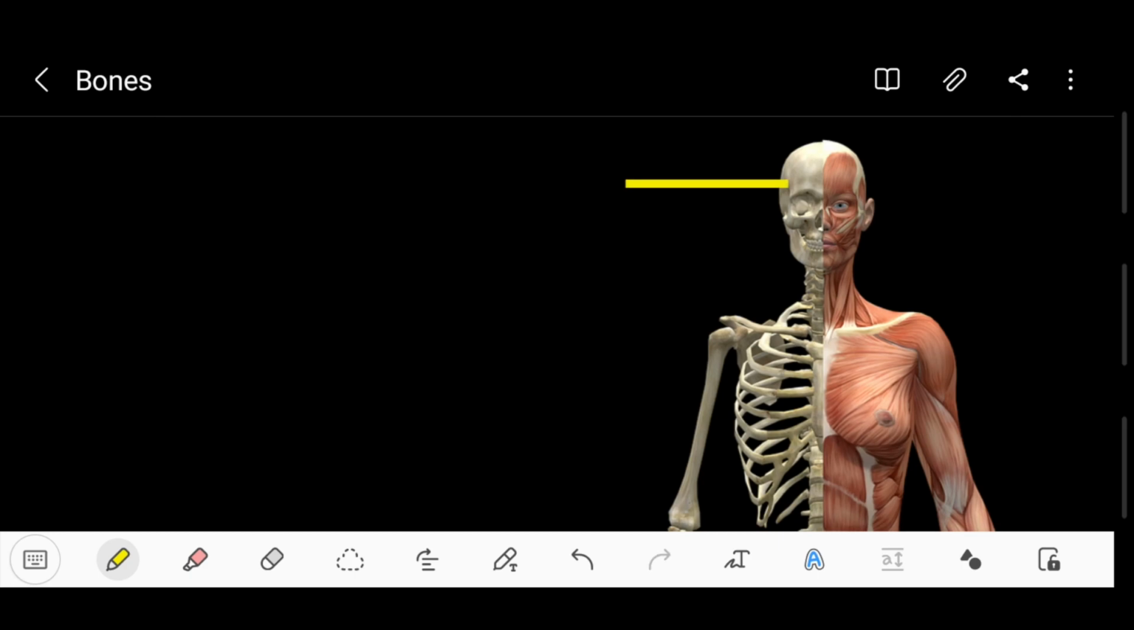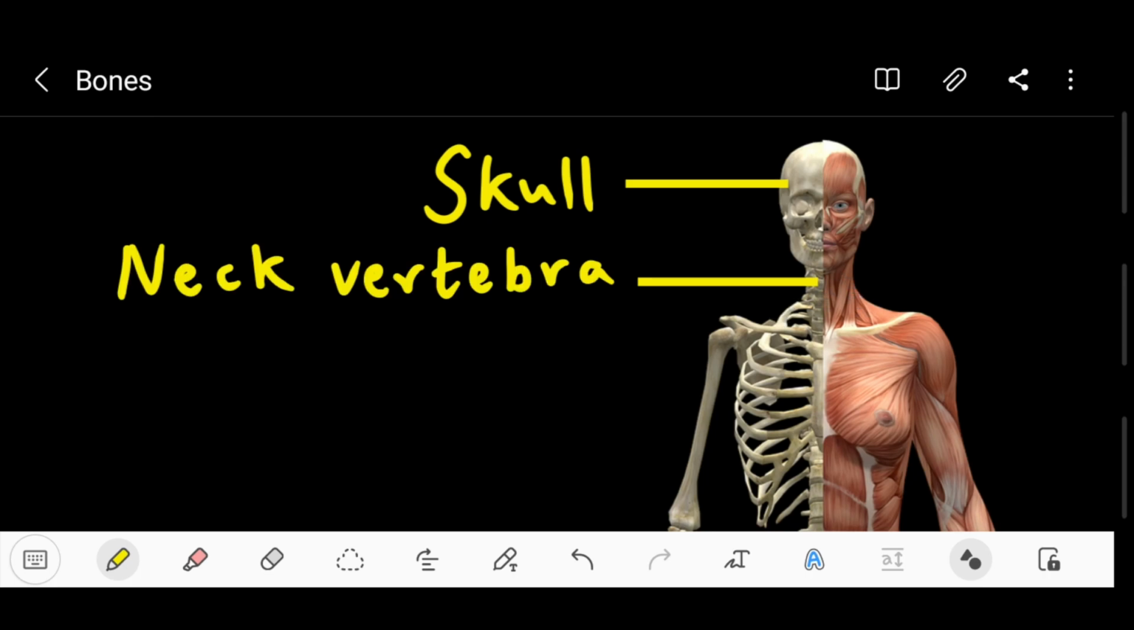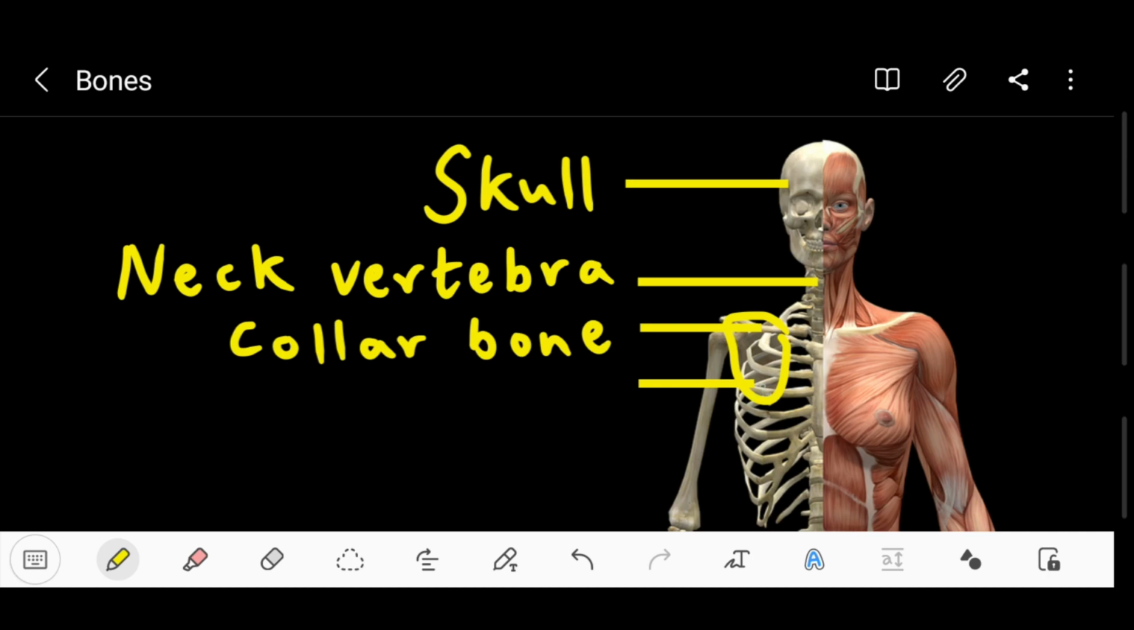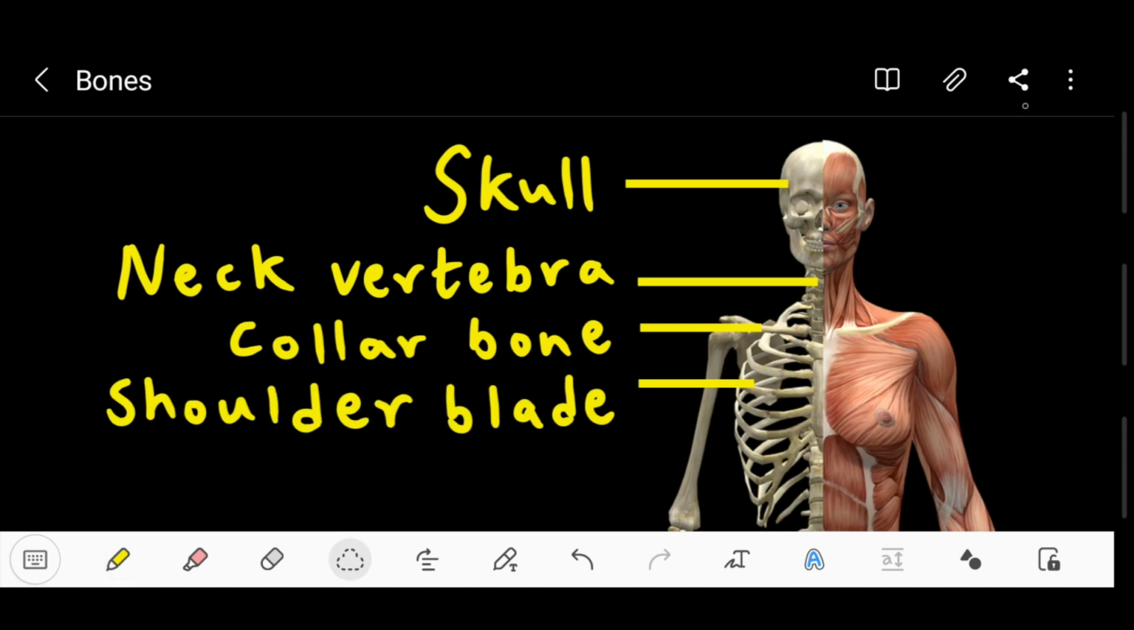This bone is known as the skull. This bone is known as the neck vertebra. This bone is known as the collarbone. Another term for the collarbone is the clavicle. This bone in the back over here is known as the shoulder blade. Another term for the shoulder blade is the scapula.